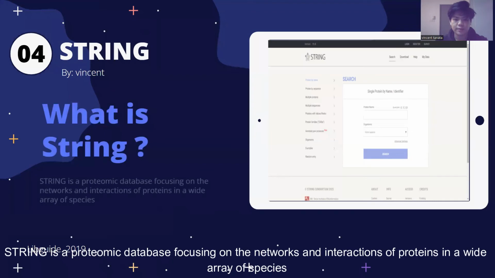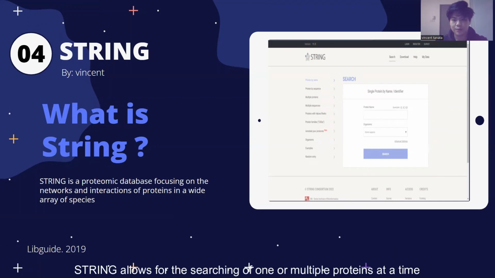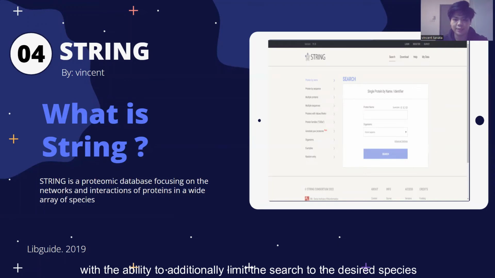Firstly, what is STRING? STRING is a proteomic database focusing on the network and interactions of proteins in a wide array of species. STRING allows the searching of one or multiple proteins at a time, with the ability to additionally limit the search to the desired species.